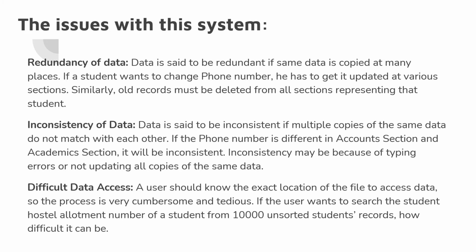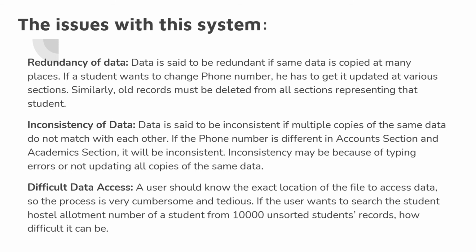Redundancy of data. Data is said to be redundant if same data is copied at many places. If a student wants to change phone number, he has to get it updated at various sections. Similarly, old records must be deleted from all sections representing that student. Inconsistency of data. Data is said to be inconsistent if multiple copies of the same data do not match with each other. If the phone number is different in accounts section and academics section, it will be inconsistent. Inconsistency may be because of typing errors or not updating all copies of the same data.